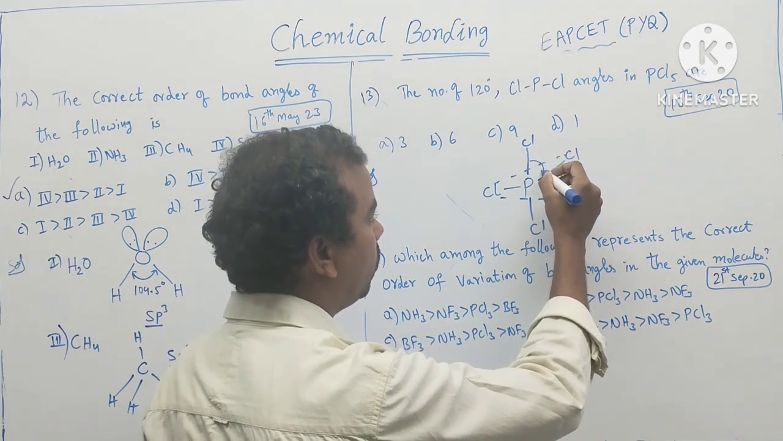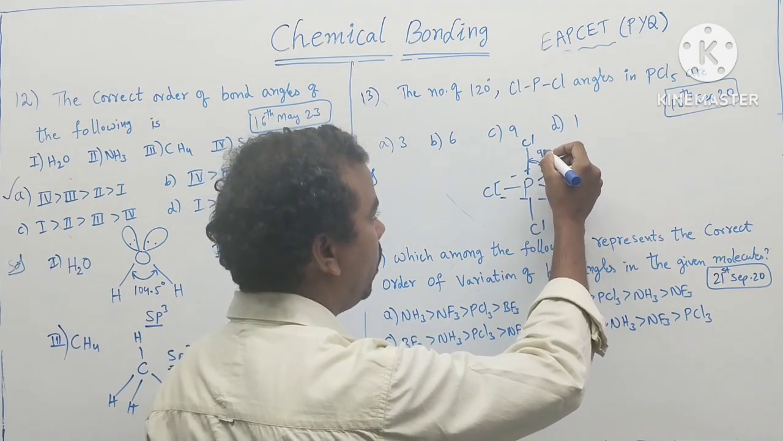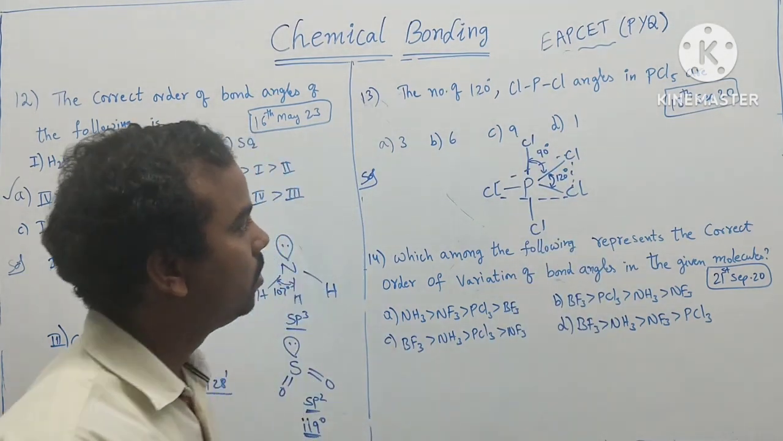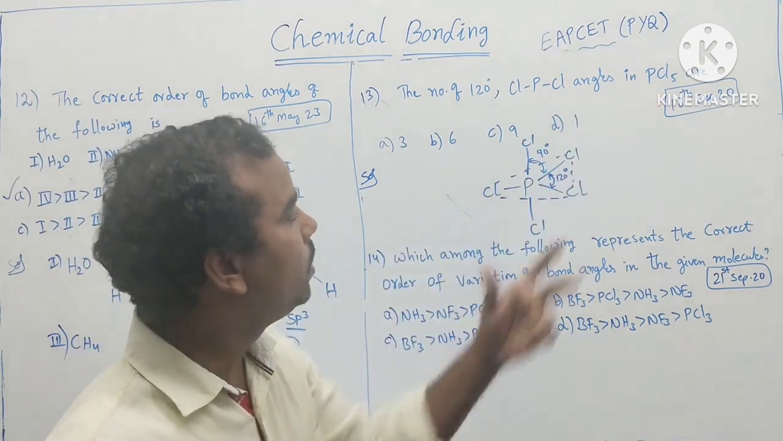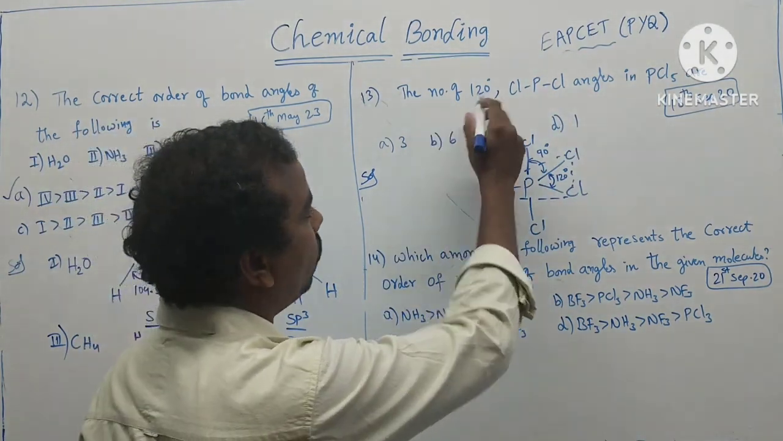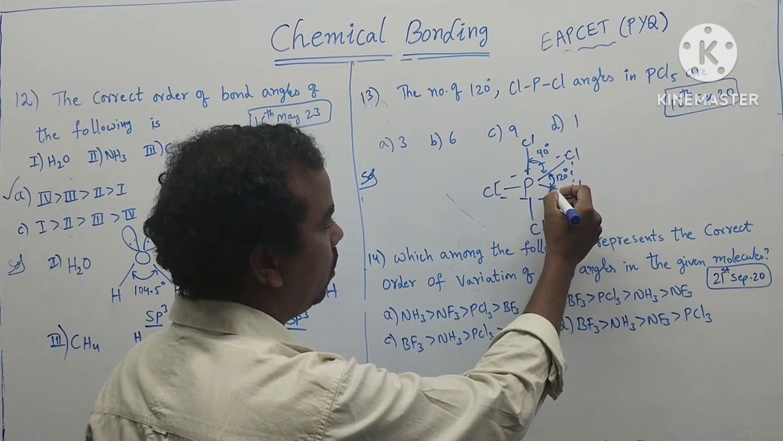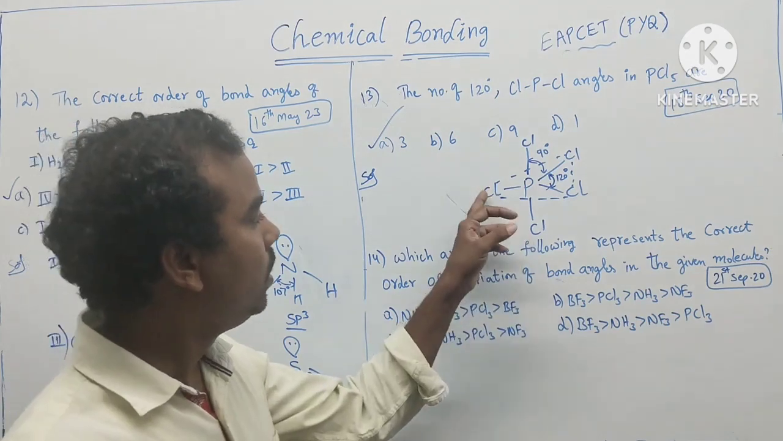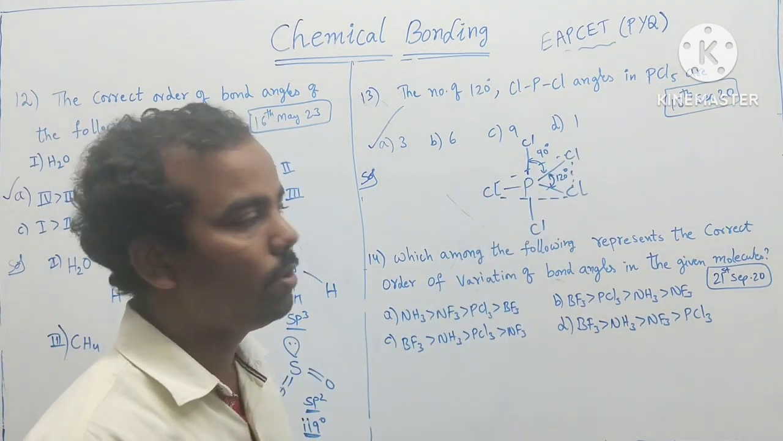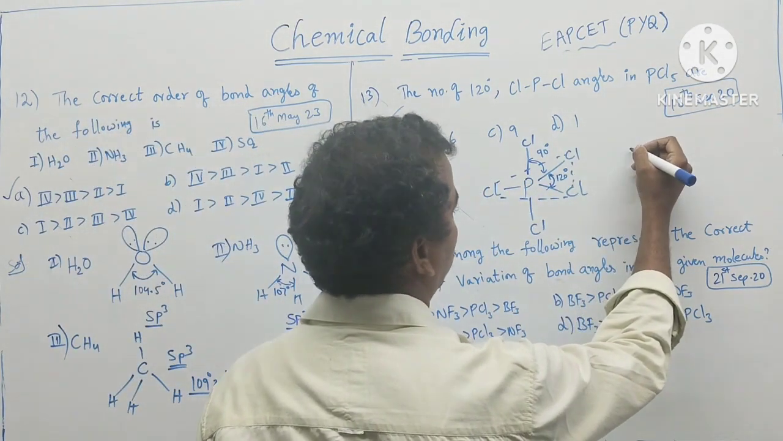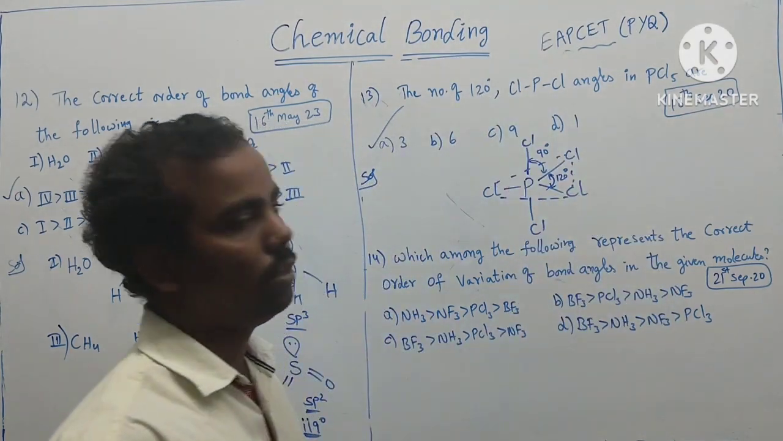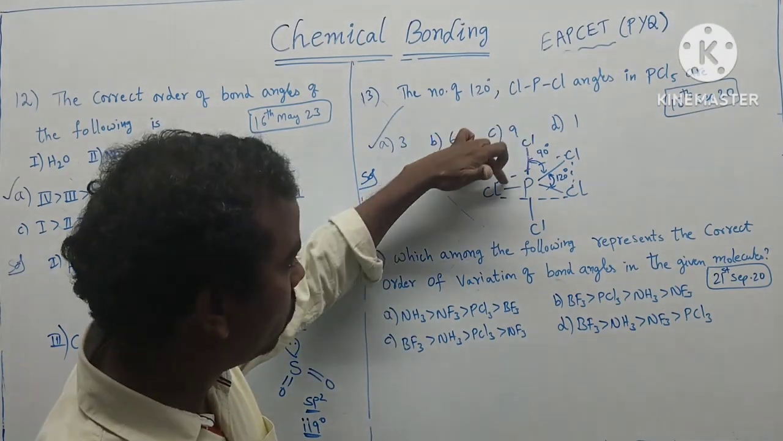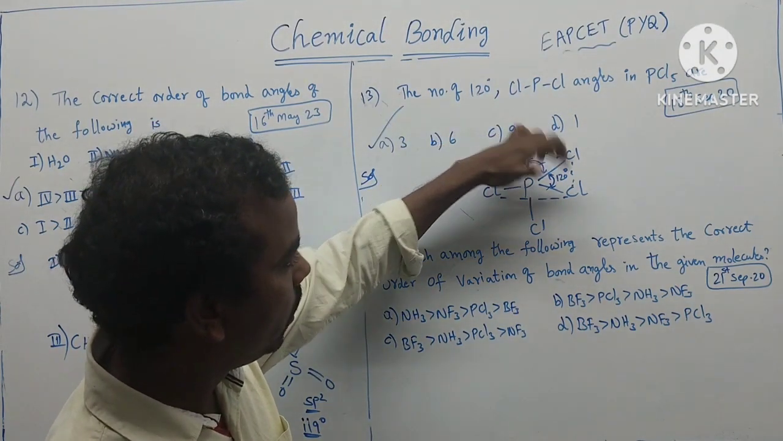Axial and equatorial bond angle is 90 degrees. Axial bond angle is 180 degrees. So Cl-P-Cl angles in PCl5, the number of 120 degrees: it is 1, next it is 2, it is 3. So total 3 Cl-P-Cl bond angles are present at 120 degrees. 90 degrees, how many? It is 1, it is 2, it is 3.